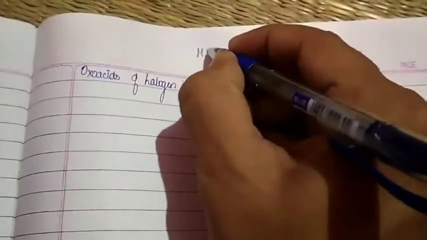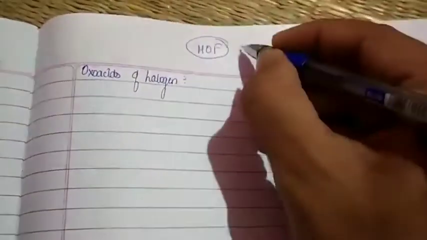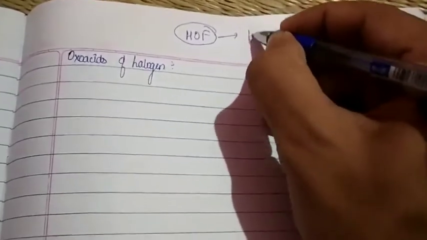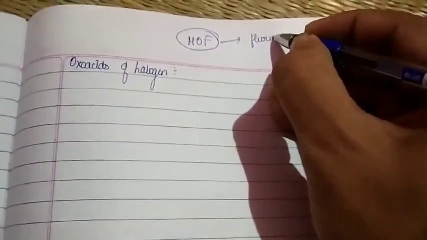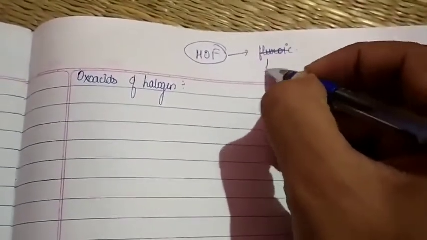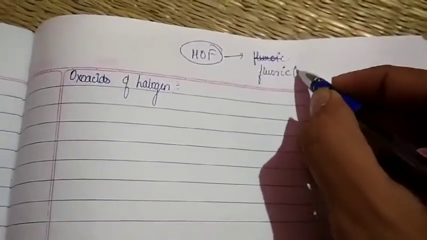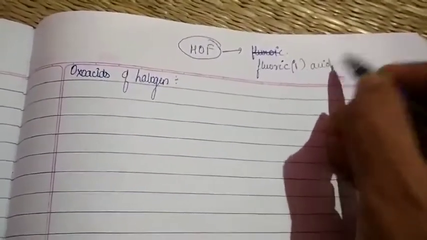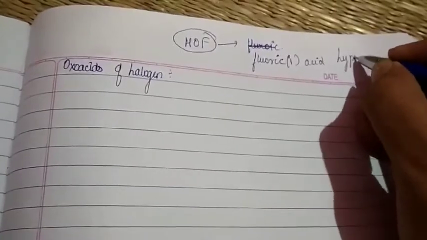So when we were dealing with the chemical properties of the halogens, we mentioned that only fluorine forms only one oxoacid, that is HOF. Basically its name is fluoric... sorry, fluoric 1 acid, or also called hypofluorous acid.